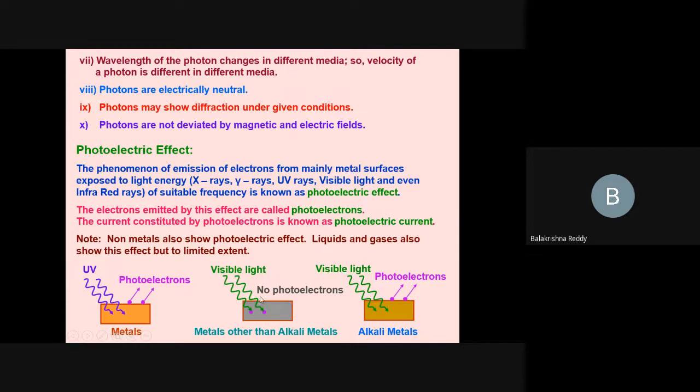Here we are incidenting green light, and here UV light, which in blue color means high frequency. And when coming to visible light on the alkali metals, if you project visible light on the alkali metals, the effect of photoelectrons takes place. So this is all about the photoelectric effect. Now, we are going to see this in the form of an experiment, how it works experimentally.